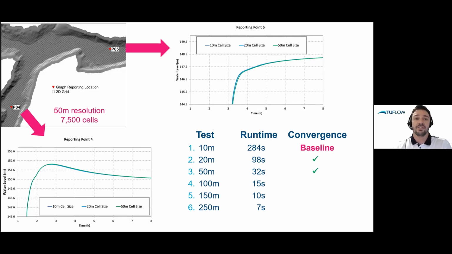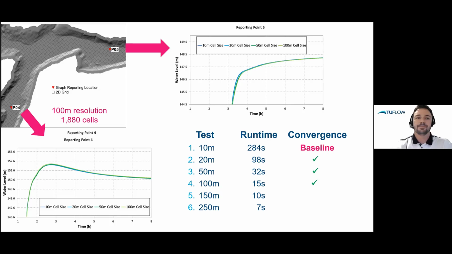50 meter resolution, you can see the mesh is coarser up in the top left again, and no discernible difference in result. So here we go. You could definitely run this 50 meter resolution to be confident the results are correct. Even a 100 meter cell resolution converges to a common answer.